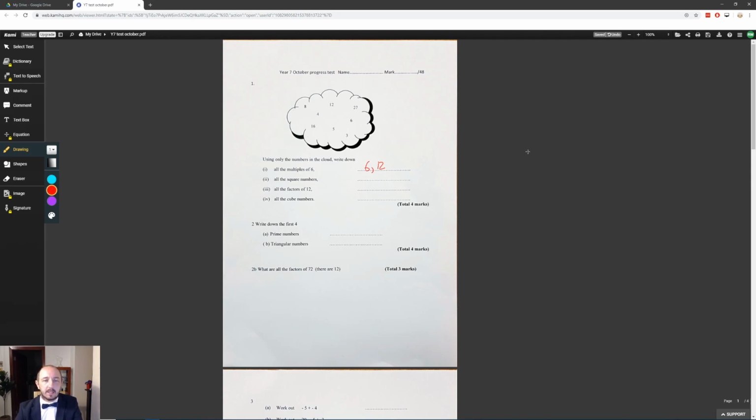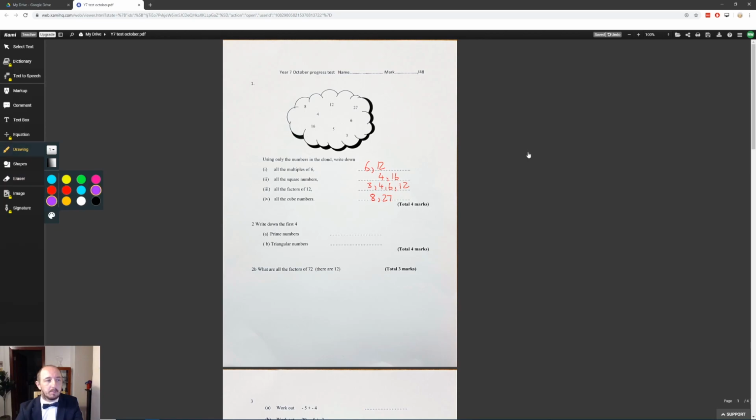The square numbers, we have 4 and 16. All the factors of 12, we have 3, 4, 6, and 12. So 12 is actually a factor of 12 as well. And the cube numbers, we have 8 and 27. So make sure you have all of those for the 4 marks.